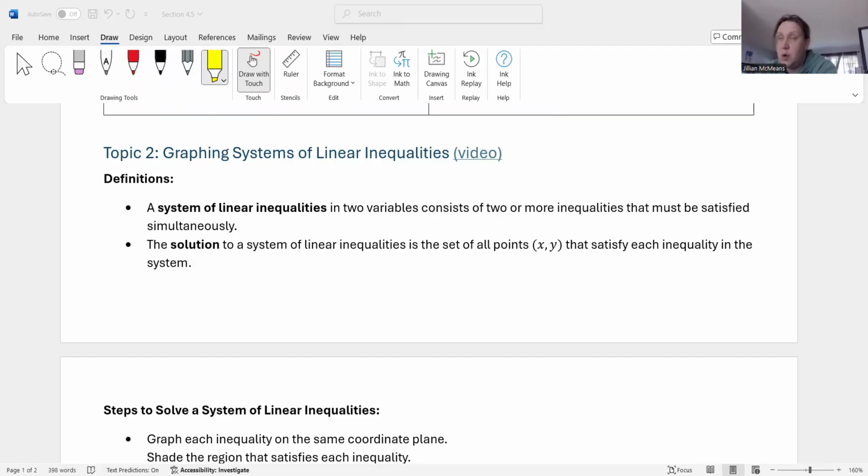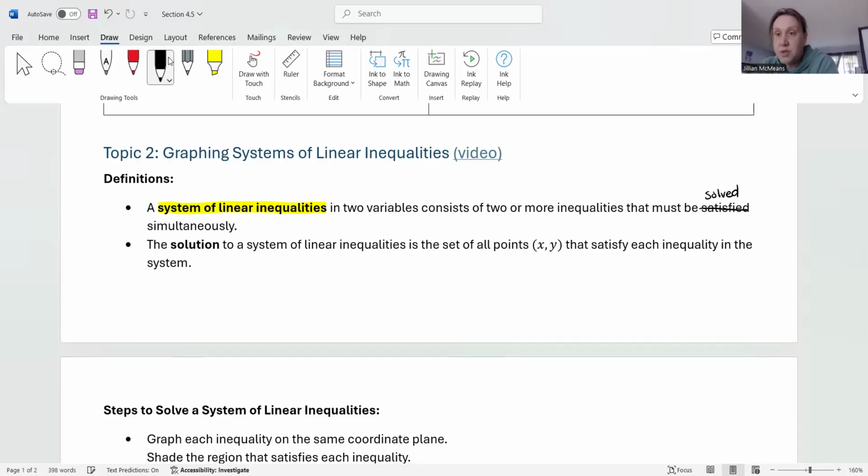So what is the solution? Well, when you're dealing with just a linear inequality in two variables, the solution can be the points on the line or not, depending on the type of inequality symbol we have. And then you have one of the two half planes. That's the solution to a linear inequality in two variables. So when we're dealing with a system of linear inequalities in two variables, we have two or more inequalities that we must satisfy simultaneously. Or you'd more likely see it as: a system of linear inequalities in two variables consists of two or more inequalities that must be solved simultaneously.